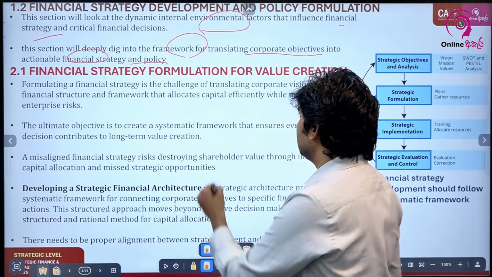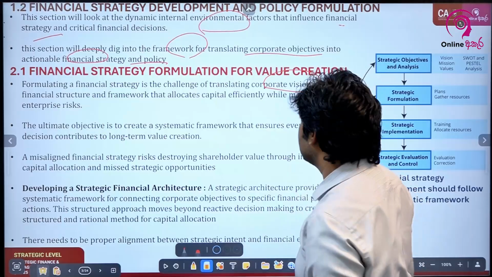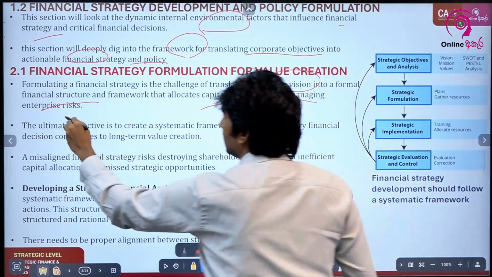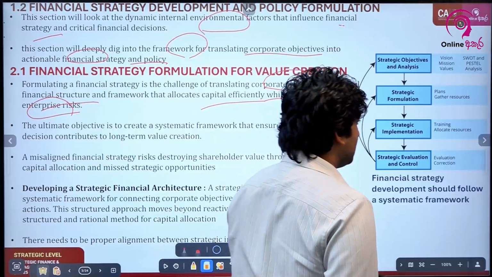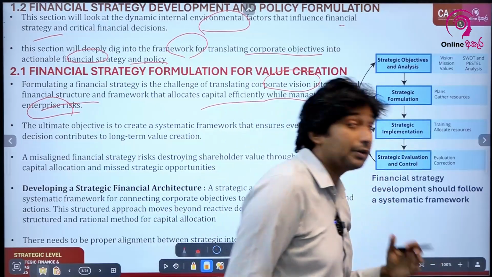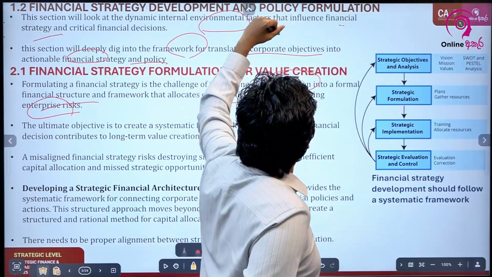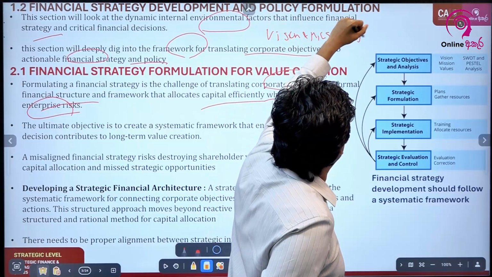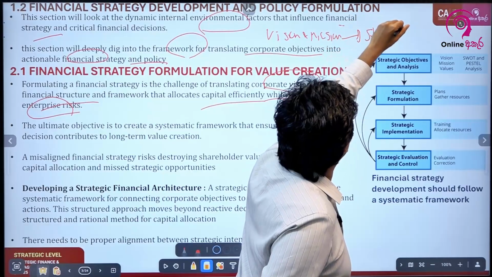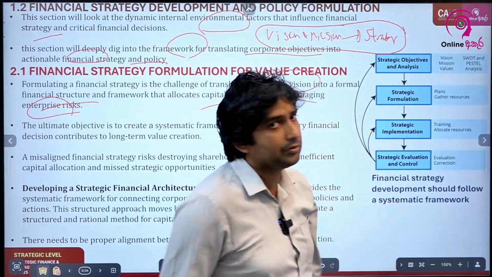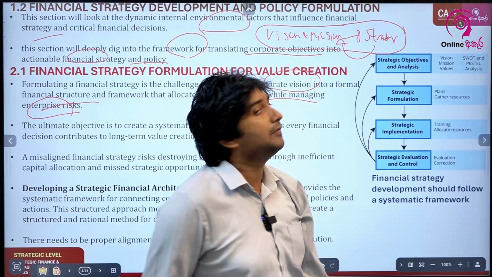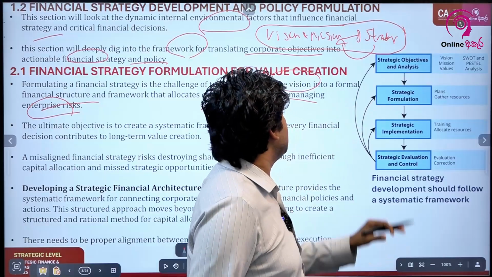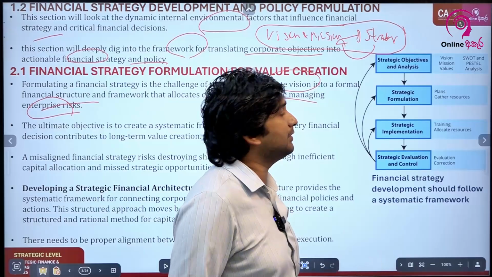Formulating a financial strategy is the challenge of translating corporate vision into a formal financial structure and framework that allocates capital efficiently while managing enterprise risk. So when we develop a financial strategy, what you need to understand is that any business strategy that you develop should be related to the vision and mission of the organization. If your strategy is not related to the vision and mission, then that strategy will not be a value adding strategy.